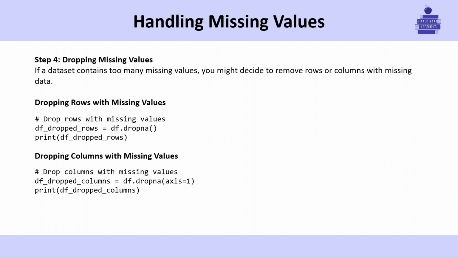Now, the next step is dropping missing values. If a dataset contains too many missing values, you might decide to remove rows or columns with missing data. For example, if there is a complete set of rows that is missing, it is better to remove it from a dataset. Or if you have columns that are completely null or having garbage values, you should delete them. So for dropping the rows, we can use this command, and for dropping the columns, we can use this one.